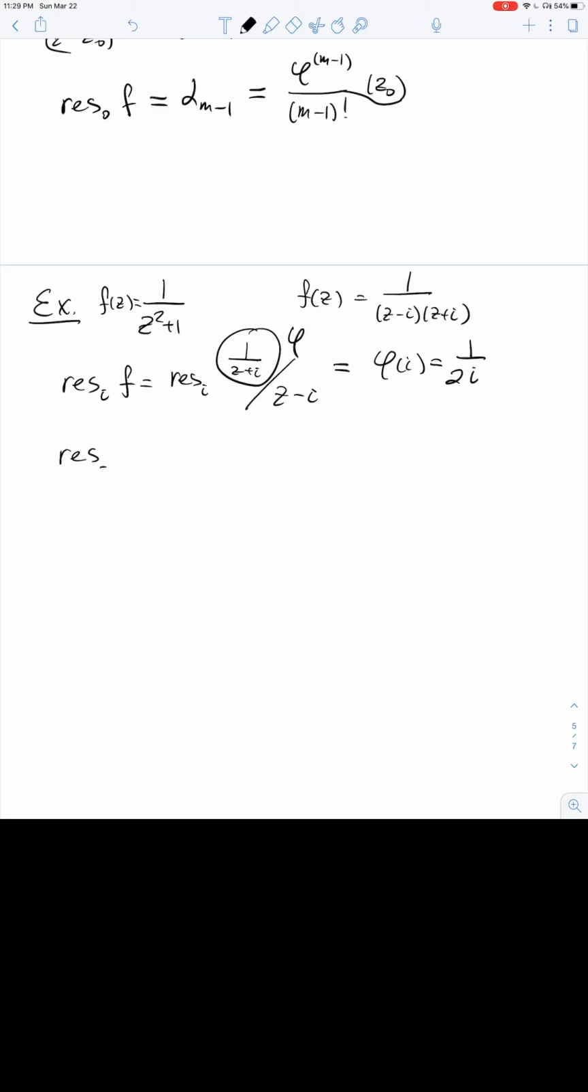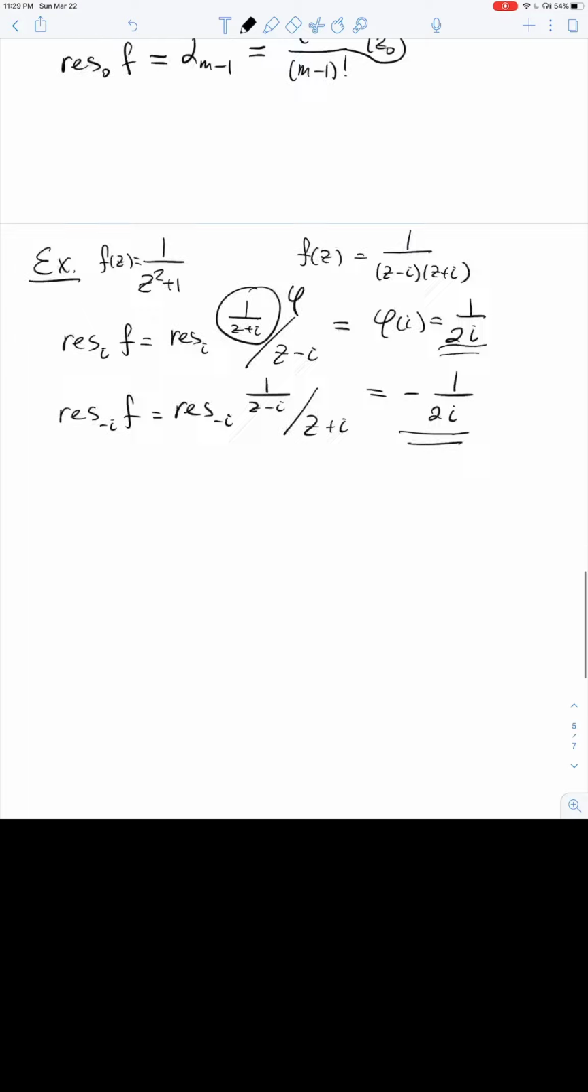And similarly, residue at minus i of f is this. Now, z minus i is a good guy. It's going to be minus 1 over 2i. So you see why I said that these residues will cancel out. This plus this is 0.